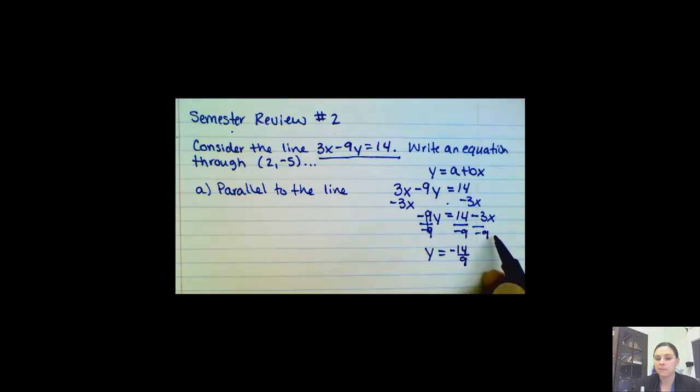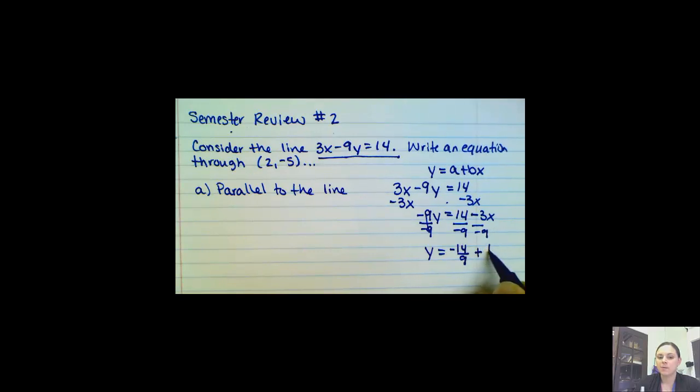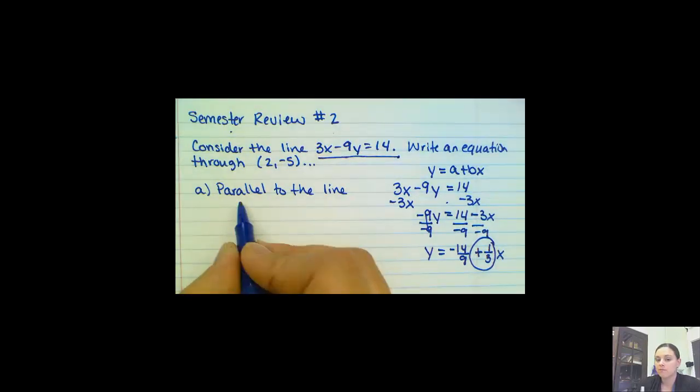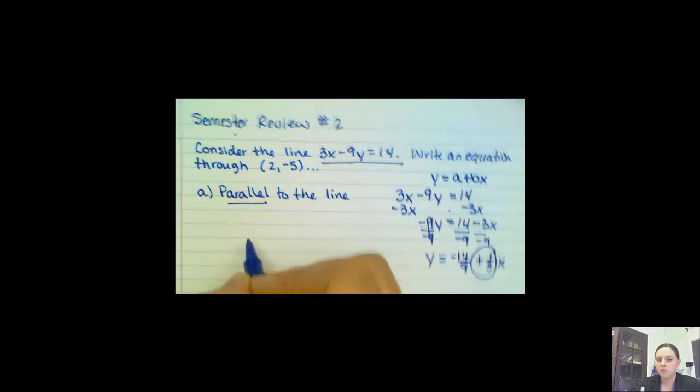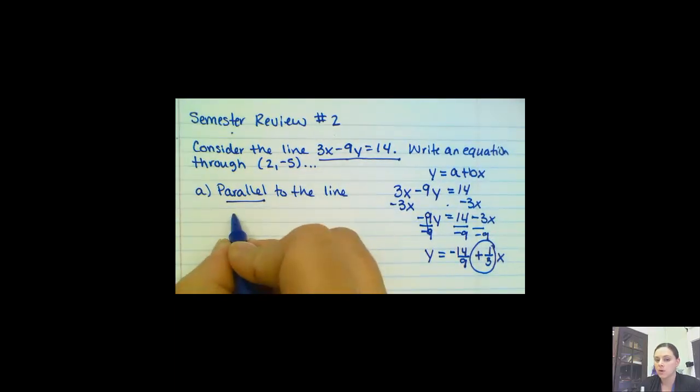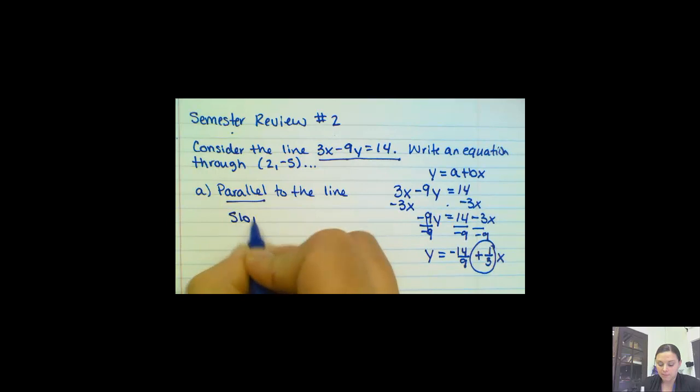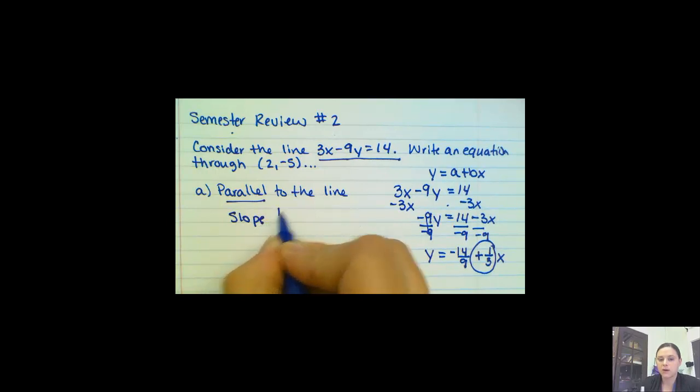So when I go back to part A, again, if two lines are parallel, the slopes are going to be the same. So I know the slope of my line is going to be 1/3, and it needs to go through the point (2, -5). There are a few different ways we can write the equations. We can write one in the slope-intercept form, and we can also write it using the point-slope form. Since we're given a point and a slope, that might be easier.